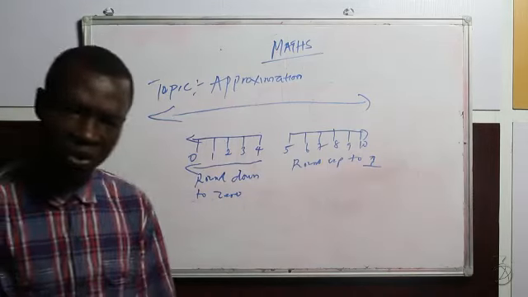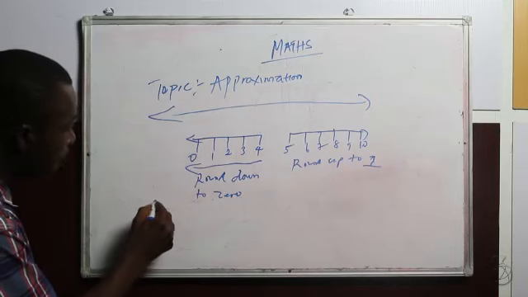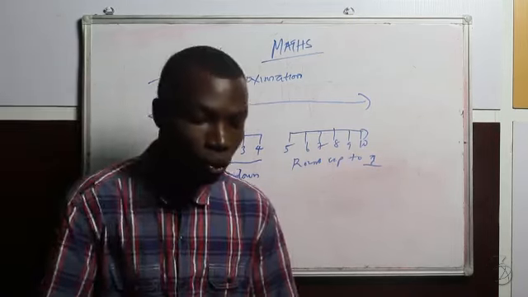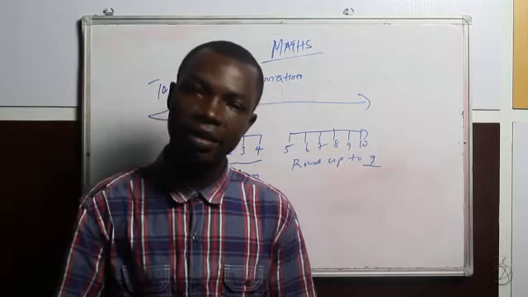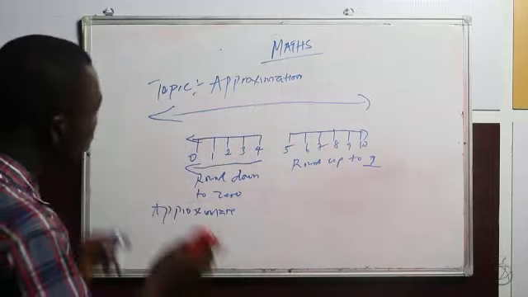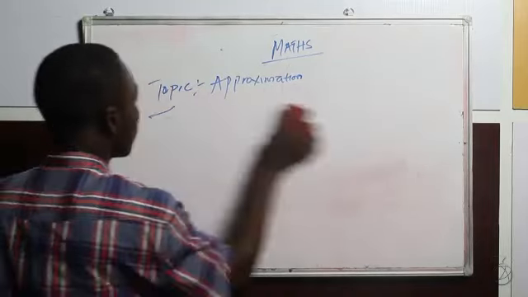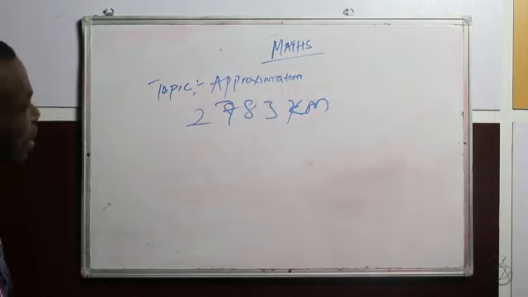Let's take for example where we have to approximate 2783 kilometers to the nearest 10.